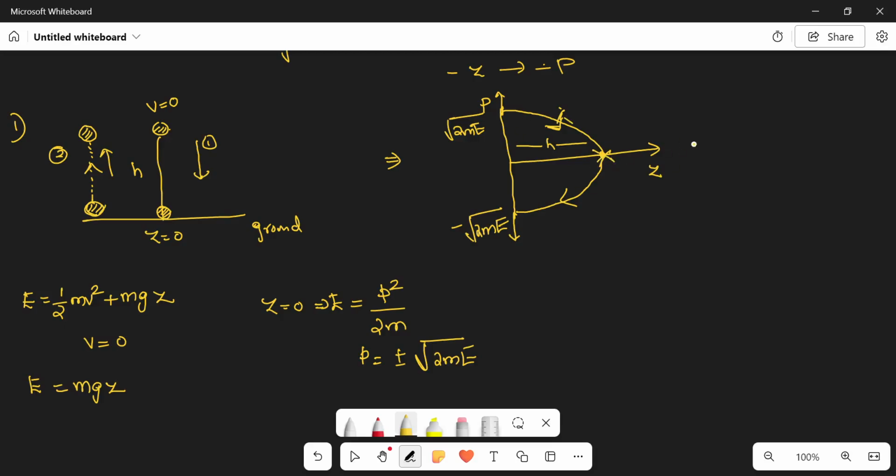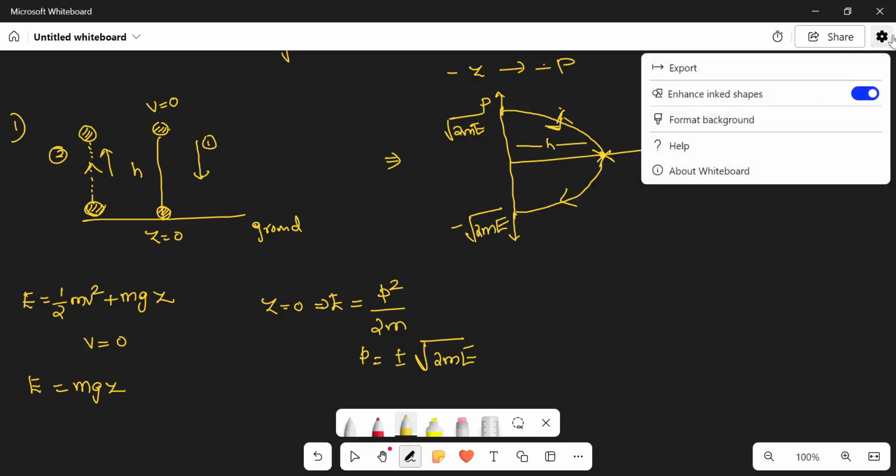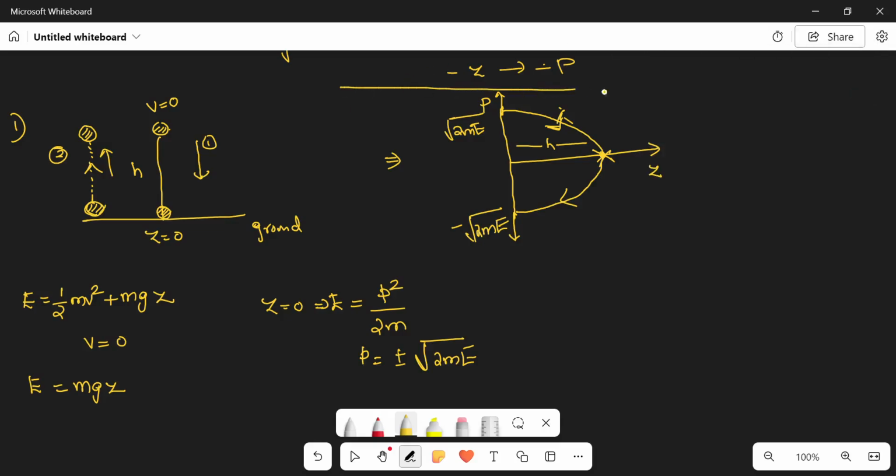So this is just a basic example. I hope you understand what's involved here and the concepts. This direction is very important. This direction shows you the actual concept, because if you mark this direction wrong, then it is absolutely wrong. I hope you understand the phase space diagram. This is just the phase space diagram of a ball bouncing off the ground.